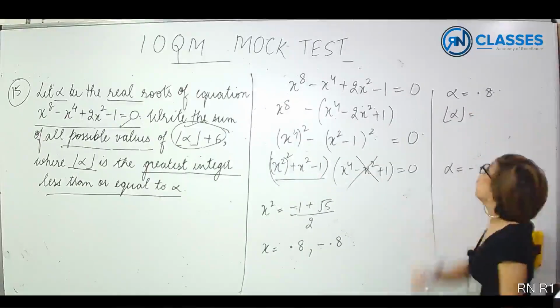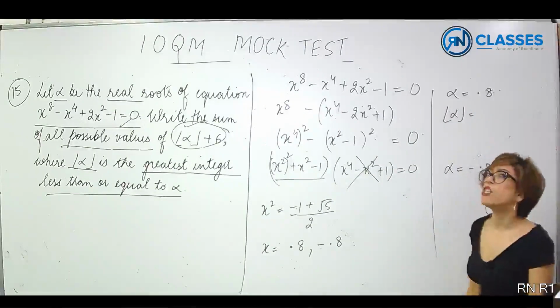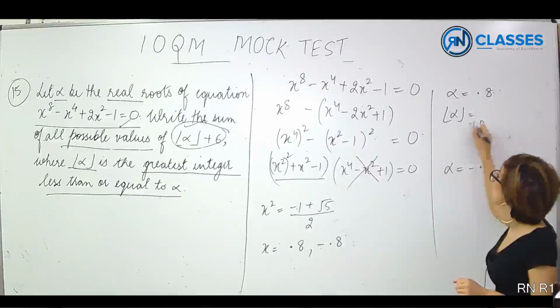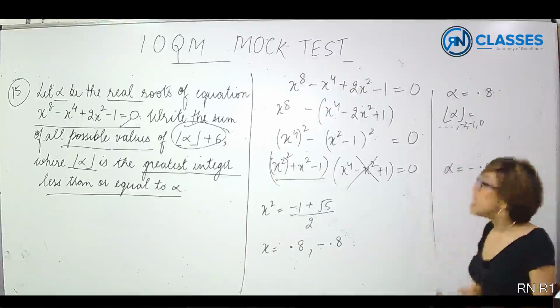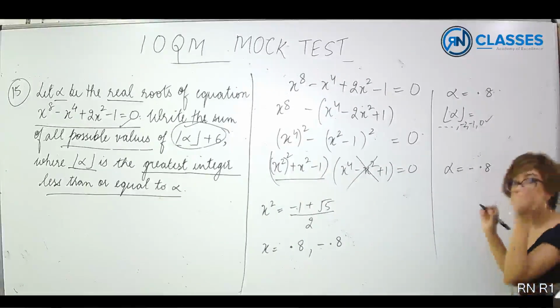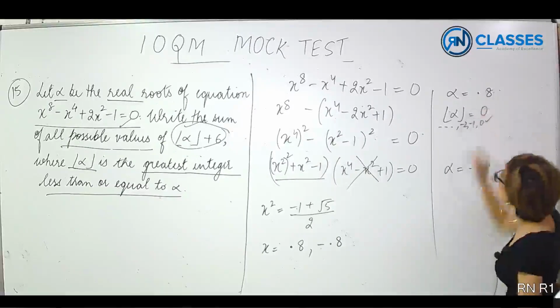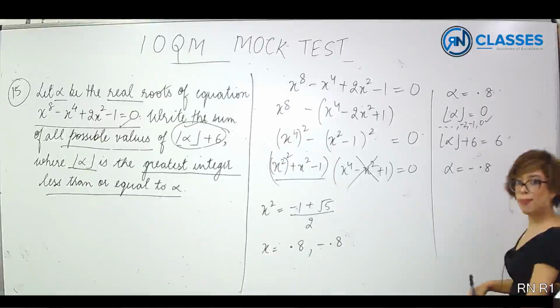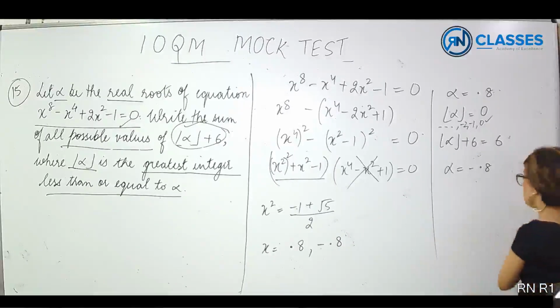So, first of all, let me have this one. Now, 0.8, I want integers less than it. That means 0, then minus 1, then minus 2 and so on. He says, I want the greatest integer out of these. That is 0. So, that means [alpha] is nothing but 0. I want [alpha] plus 6. That is obviously 6. 0 plus 6.